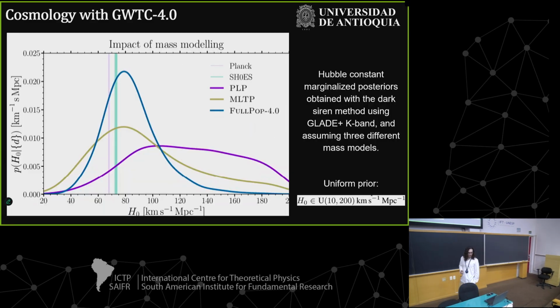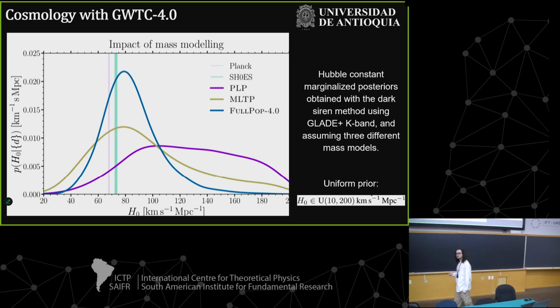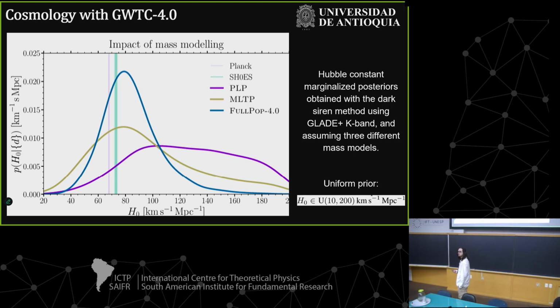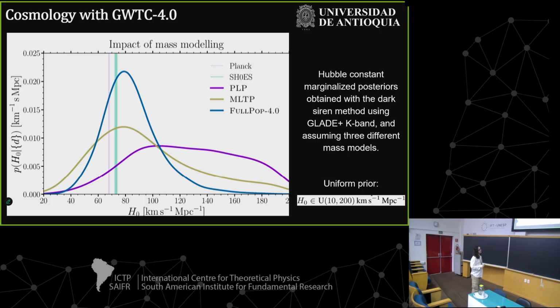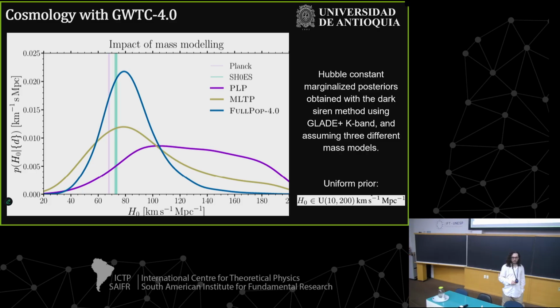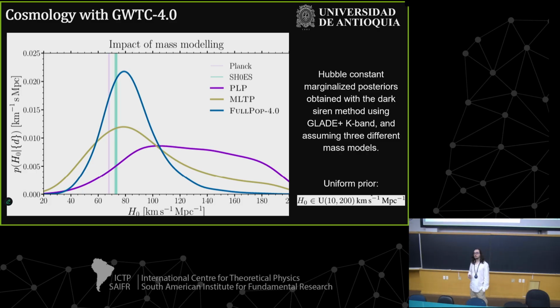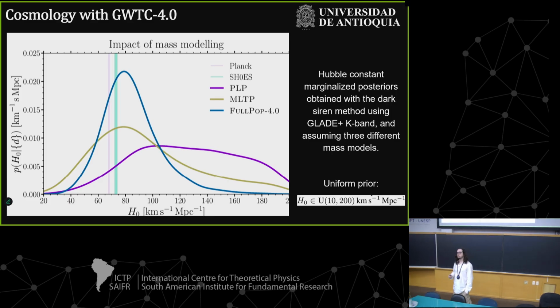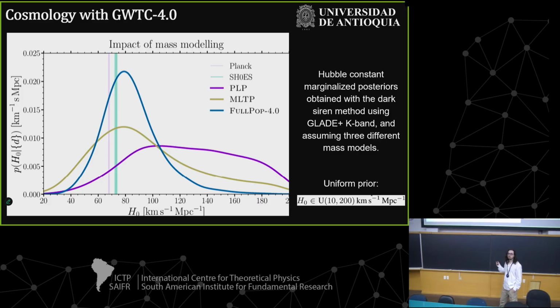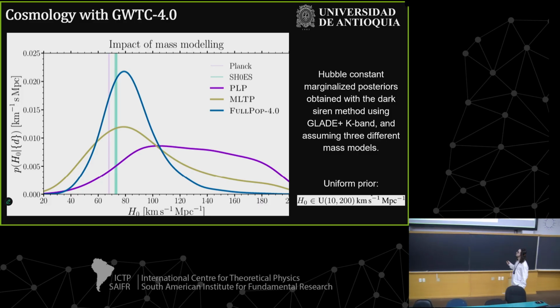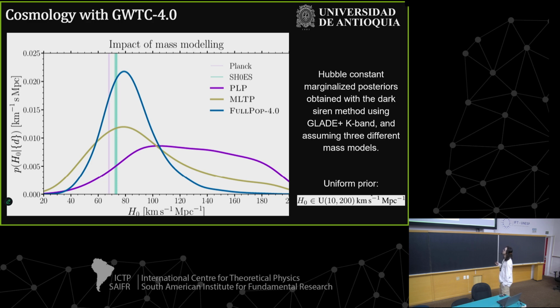Okay. Now, how does the mass modeling impact the estimation of the Hubble constant? This is a very important question. Here it's shown for the dark siren analysis. By dark siren analysis is meant the analysis with galaxy catalog information included, but also constraining the population parameters together with the Hubble constant. And this plot is the result of the marginalization of the Hubble constant over the other population parameters.